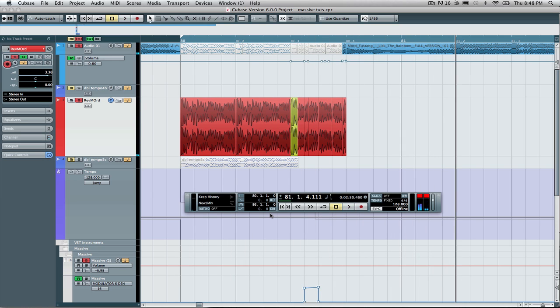Alright, so as you can hear, it establishes a rhythm in this first part of the measure, and then here it seems to speed up and then returns back to normal around here.